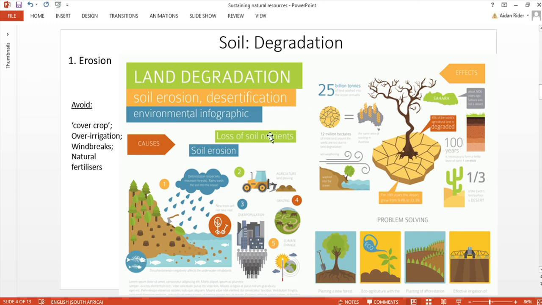As you can see here, even in cities, the fact that we build cities, we are compacting soil and it is being degraded, and things like global change can also have an effect on it. Okay, so some effects as well.